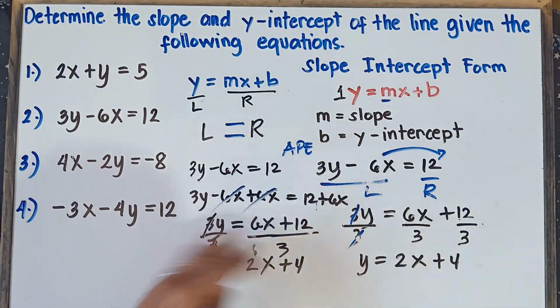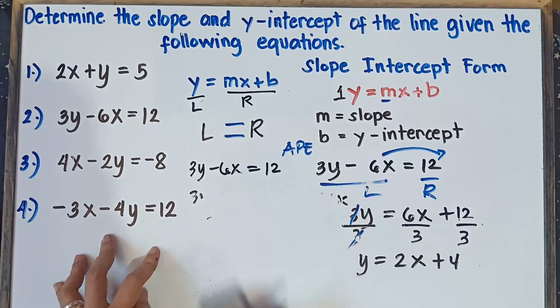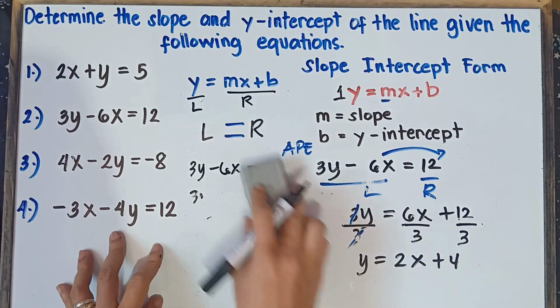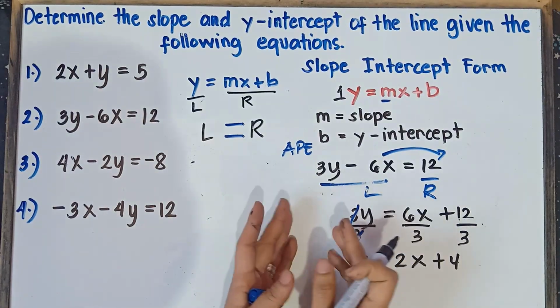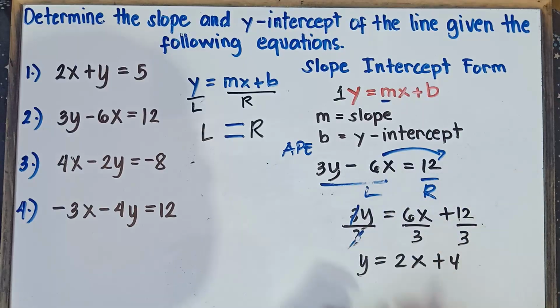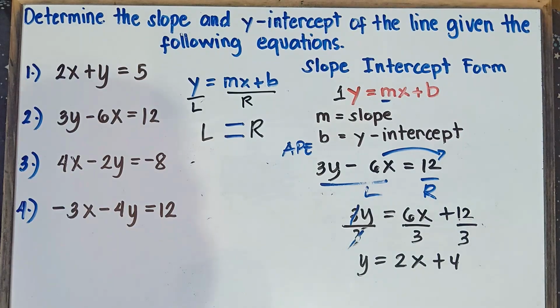Alright, so once again, class, I hope you're not confused with this one. If you have some questions with this one, do not hesitate to ask. You put your question on the comment section down below. Because there are some teachers who will not allow you to transpose this number from left to right. That's actually okay, class. Simply transpose negative 6x from left to right. You will have the same answer anyways.